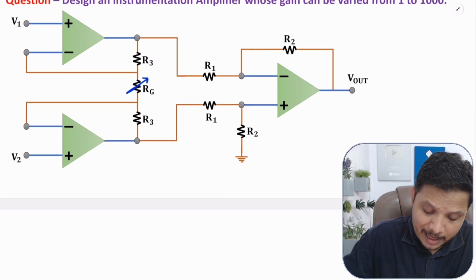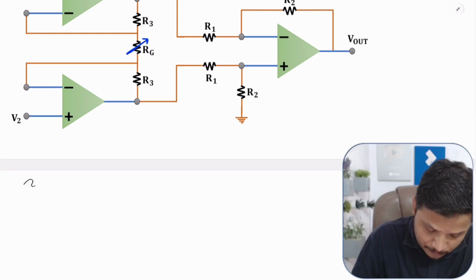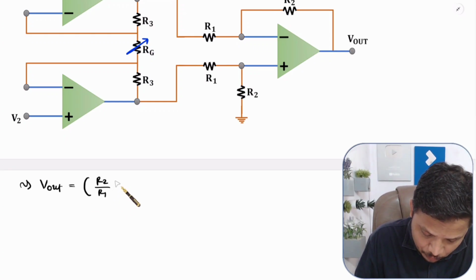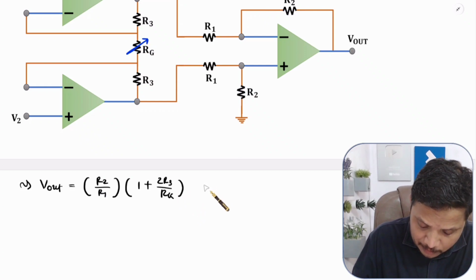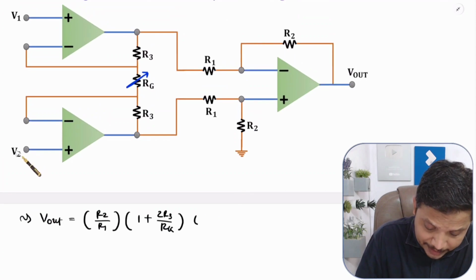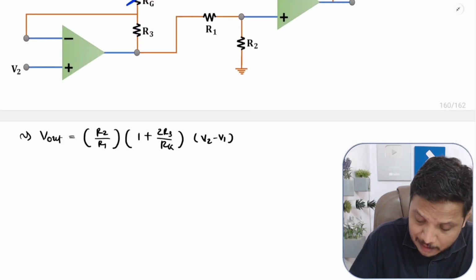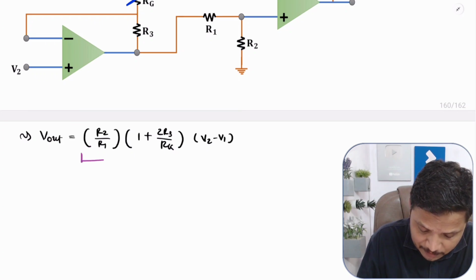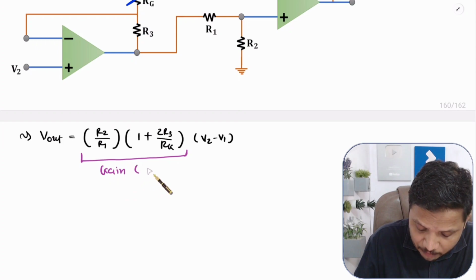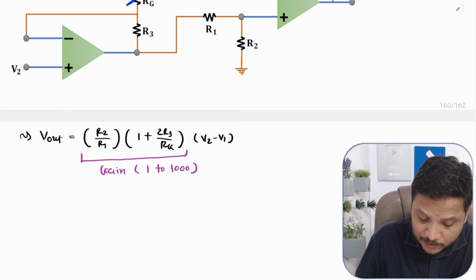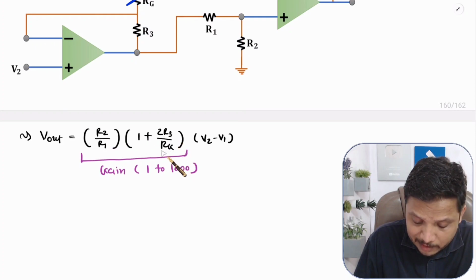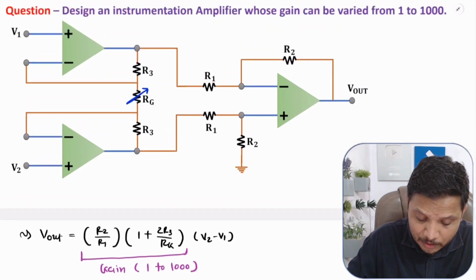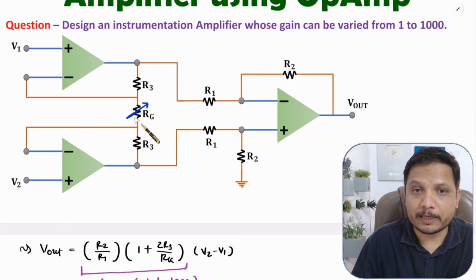So here, as I have told you, the output equation is R2 by R1 into 1 plus 2R3 divided by Rg, into the differential input, that is V2 minus V1. And in this equation, this much portion belongs to the gain. Here the gain is varying from 1 to 1000. So we need to select the values of R1, R2, R3, and we need to derive the range of Rg. As I have told you, Rg is the variable component, right?